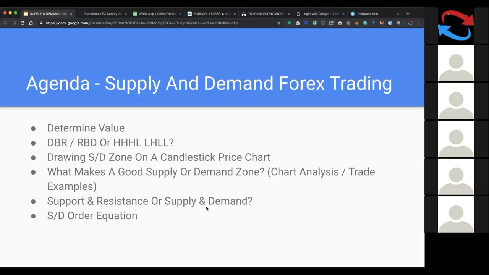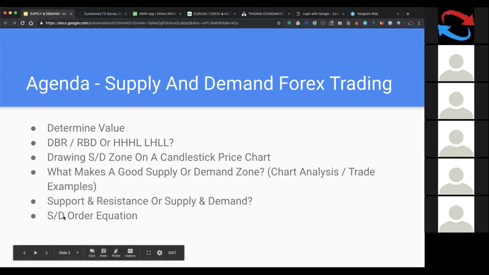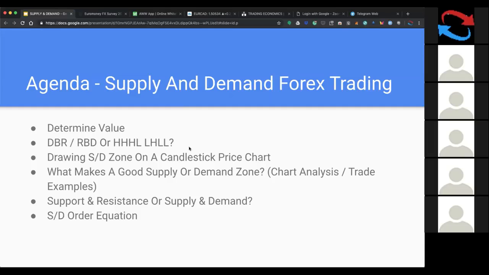Support and resistance versus supply and demand is a common question I get. What's the difference between them, if there is a difference? I'll show you how to trade them together, and the differences, and also the supply and demand equation, which has to do with forced and willing supply and demand.